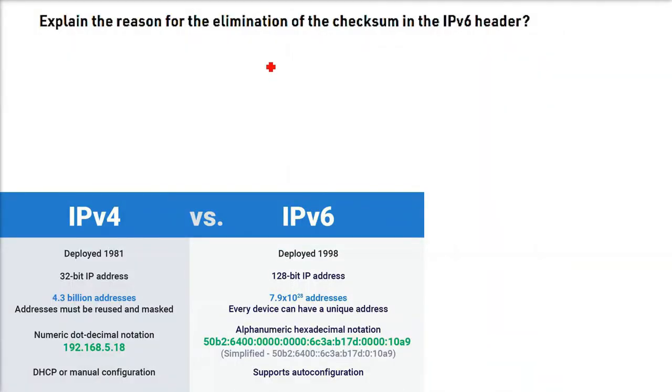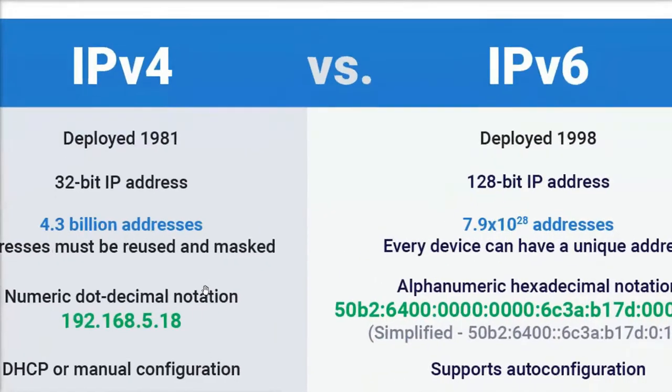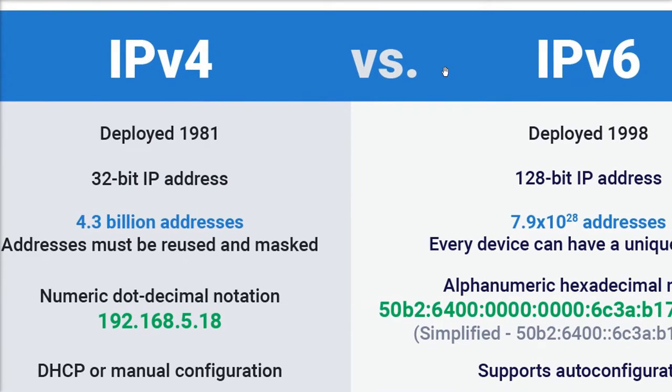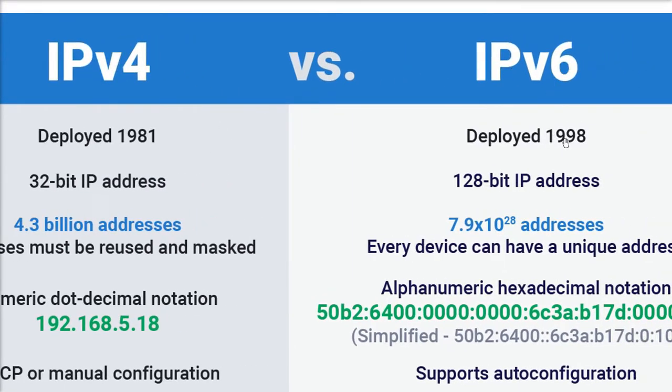Explain the reason for the elimination of checksum in the IPv6 header. So before we go ahead, let me tell you something about IPv4 and IPv6. IPv4 was deployed in 1981, while IPv6 was deployed in 1998.